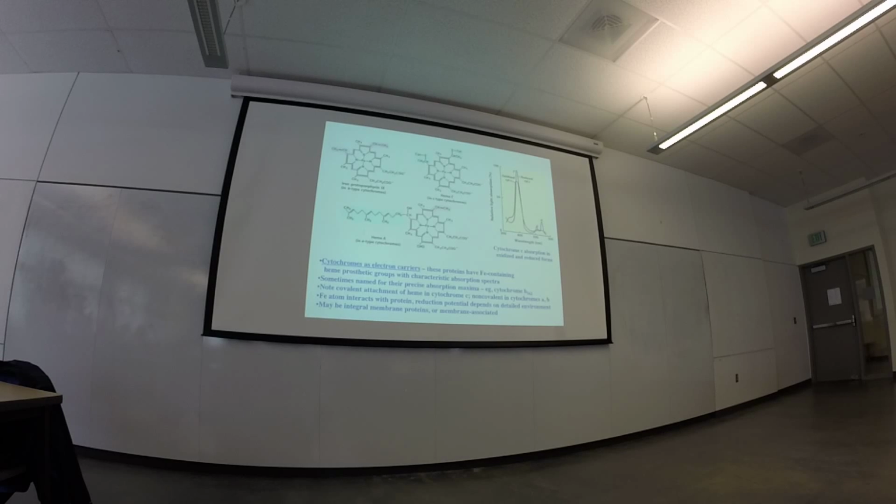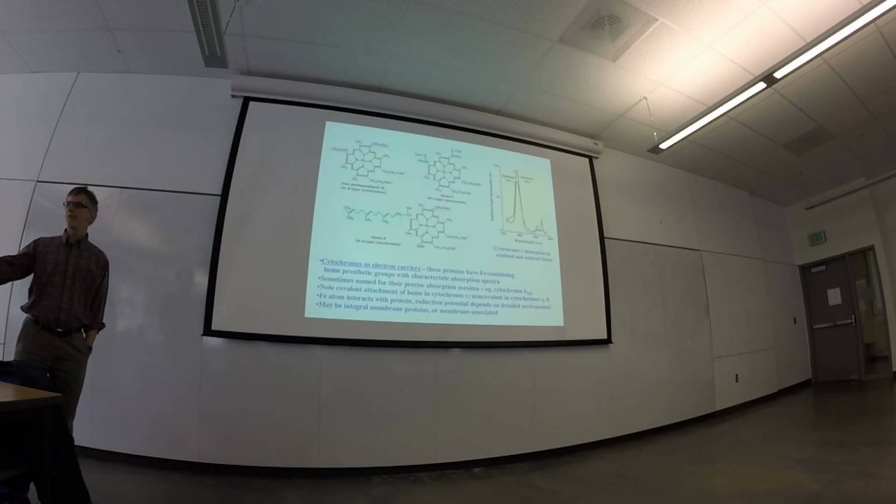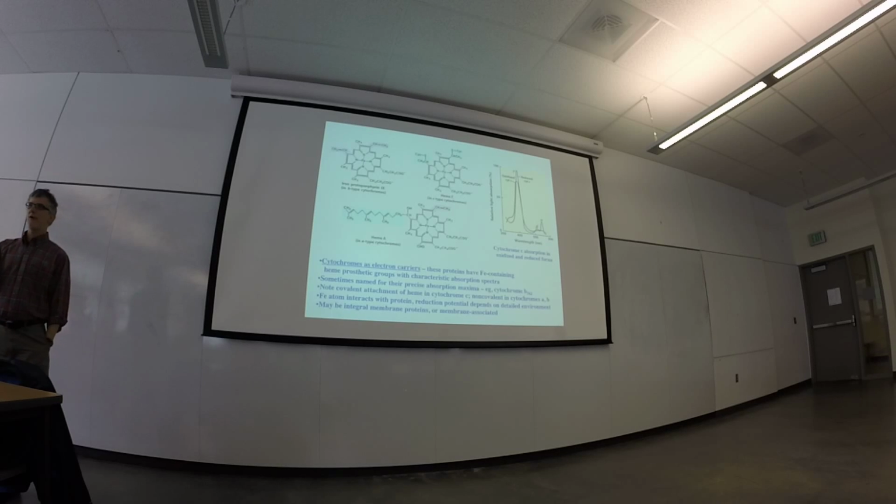Okay, so the second one is the cytochrome. Cytochromes are proteins. Okay, there's a whole family of proteins called cytochromes. There's lots of different kinds of cytochromes. And what they have in common is that they're redox proteins, and typically they have heme-like groups on them of one kind or another. So here's heme B.